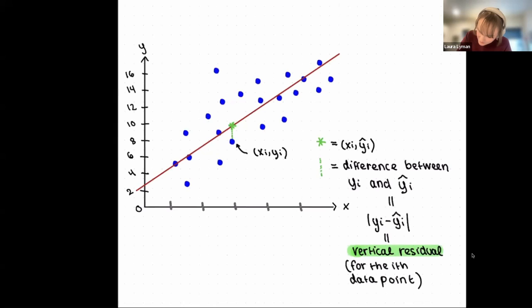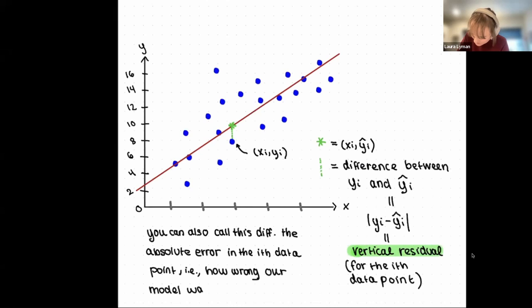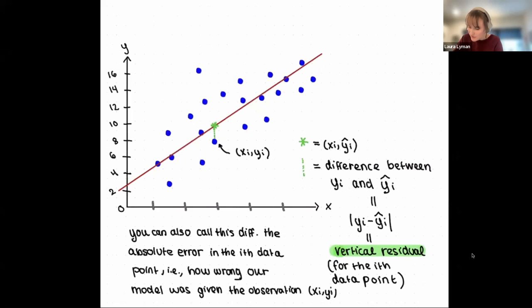And you can also call this difference the absolute error in the ith data point. I.e., how wrong our model was given the observation x i, y i. So specifically, we'll highlight this.